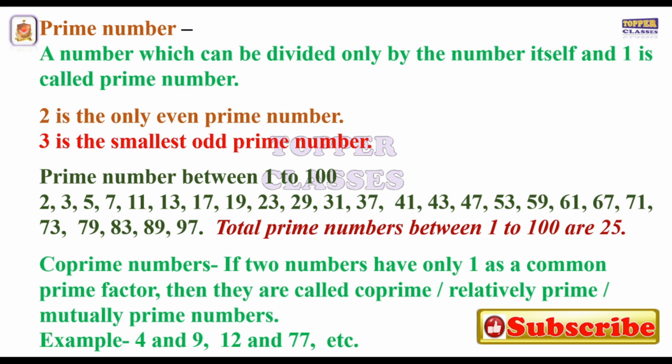Take 12 and 77. We can factorize 12 as 2 into 2 into 3 and 77 as 11 into 7. So 1 is the only common factor between 12 and 77. Co-prime numbers can exist in a group of 2, or a group of 3, or a group of 4, 5 numbers.